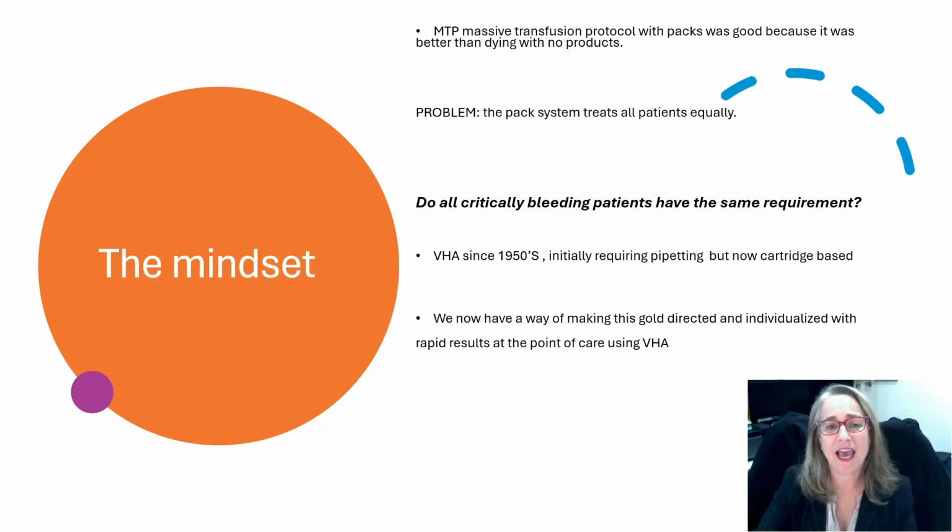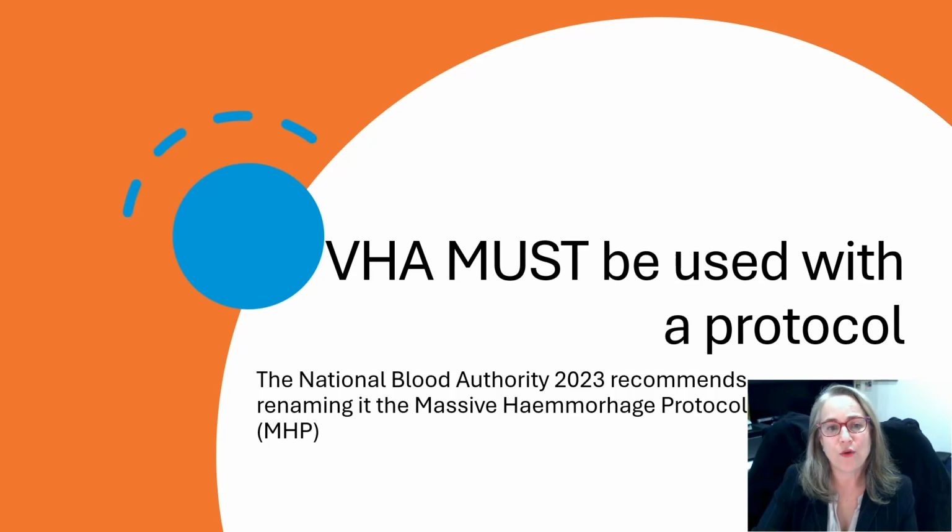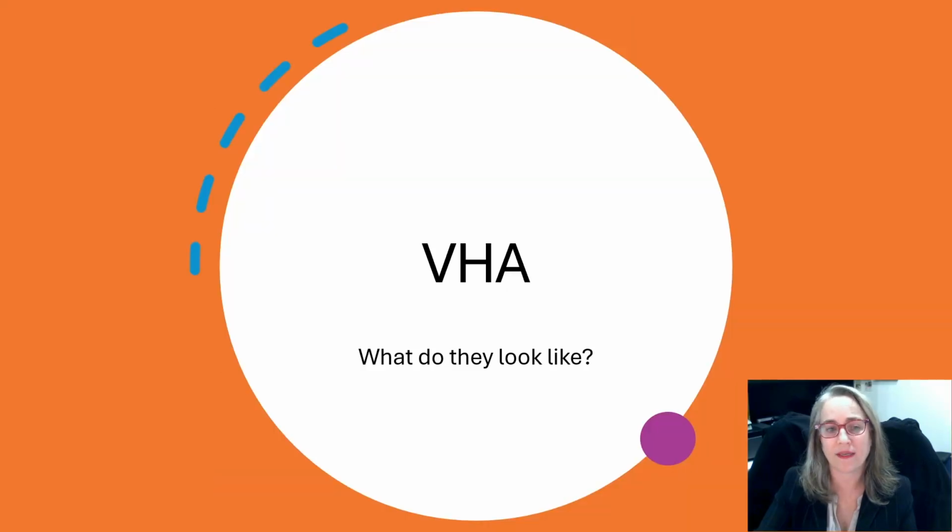Now, these viscoelastic tests have been around since the 1950s, but they required pipetting and significant skills in their early days. And around 2015, the cartridge-based technology, so nearly 10 years ago, became available in this country. So we now have a way of making goal-directed, individualised, rapid decisions at the point of care. So these tests must be used with a protocol. And the 2023 National Blood Authority guidelines that I'll look at in a minute would like us all moving forward to call that the Massive Haemorrhage Protocol. And I'll come back to that.